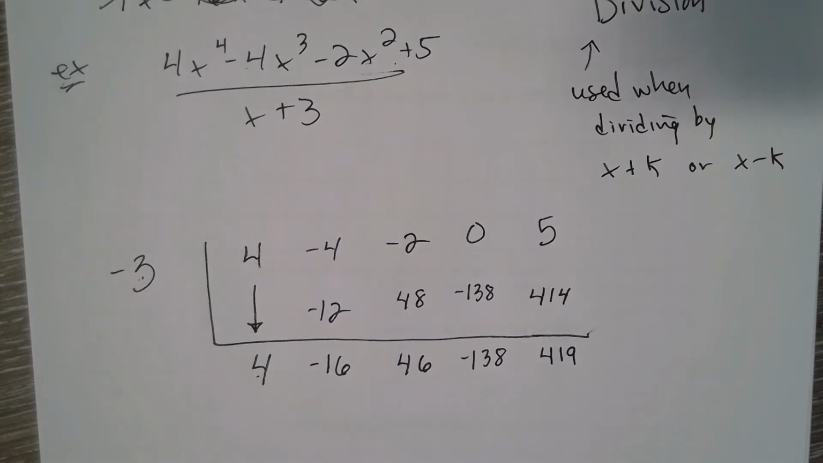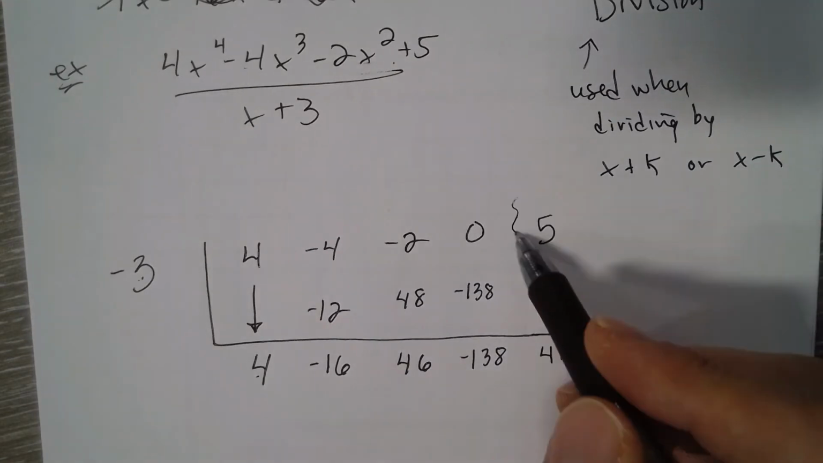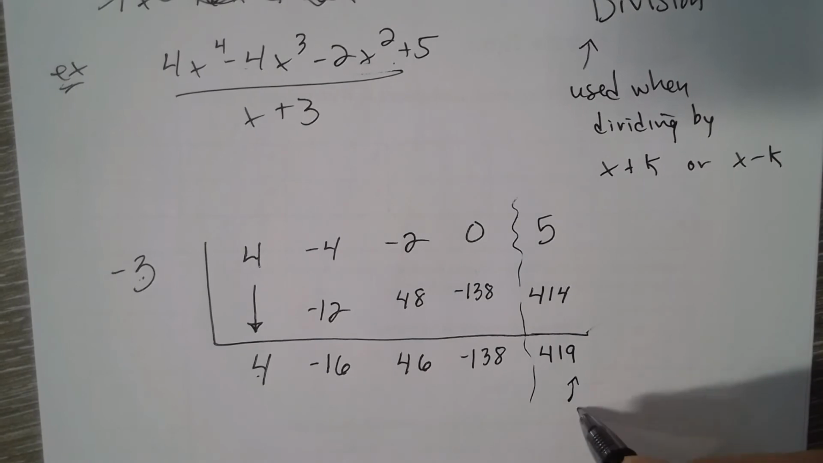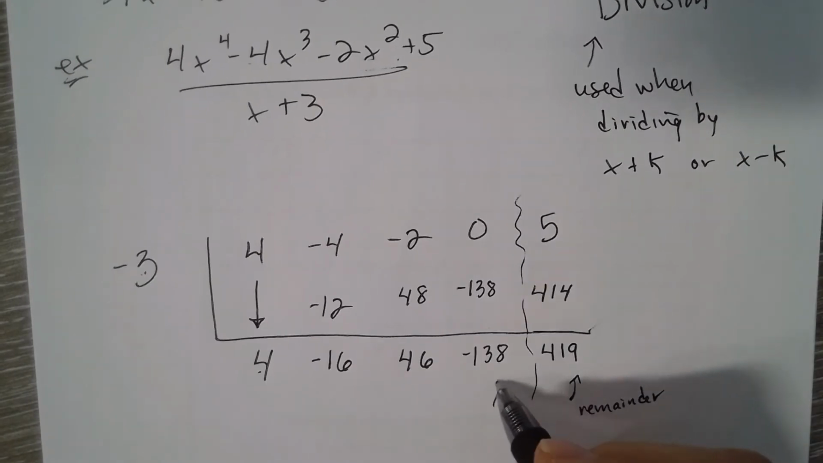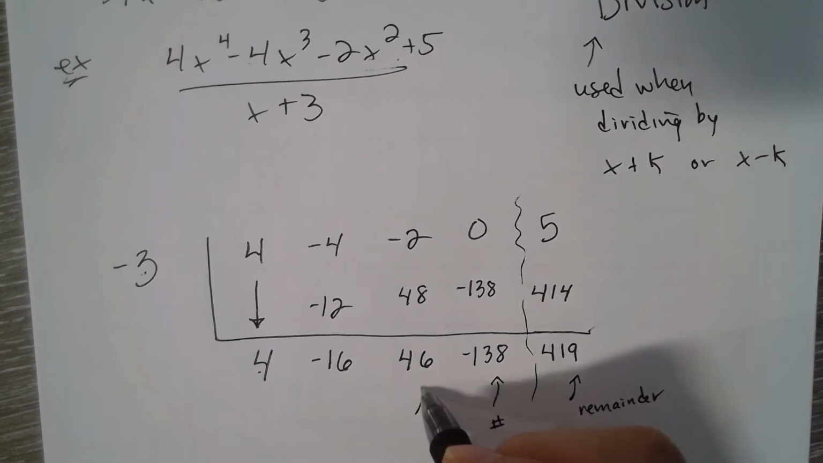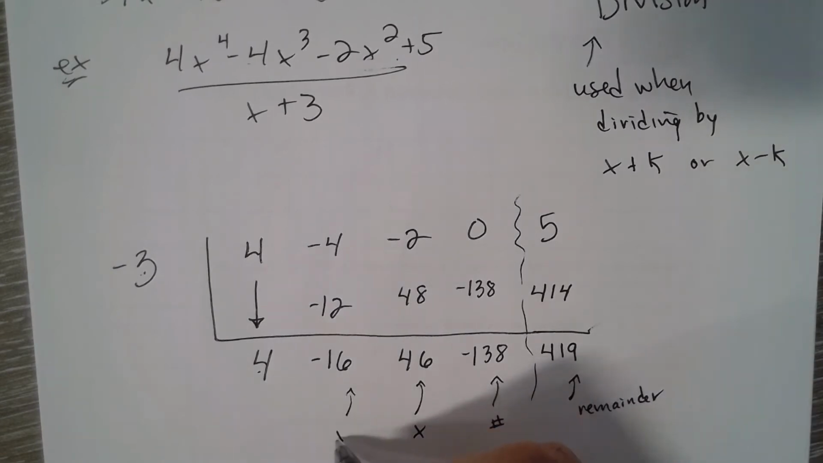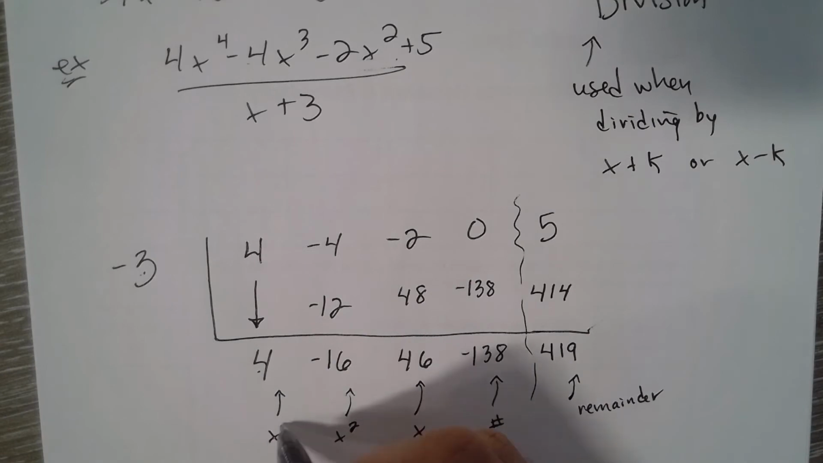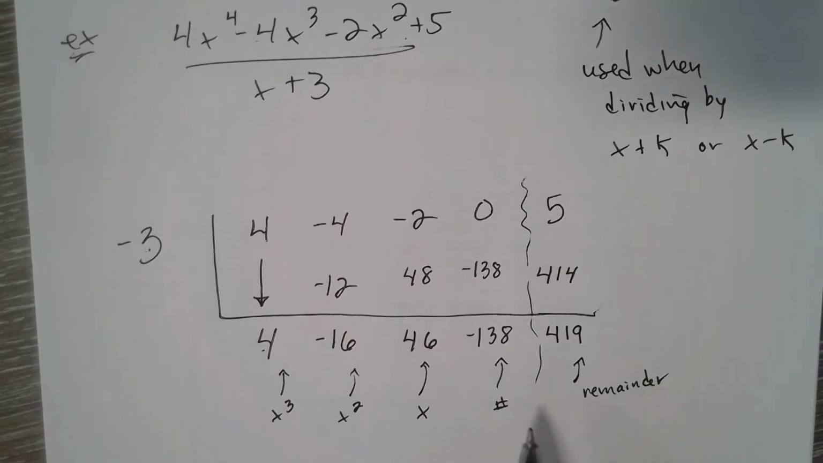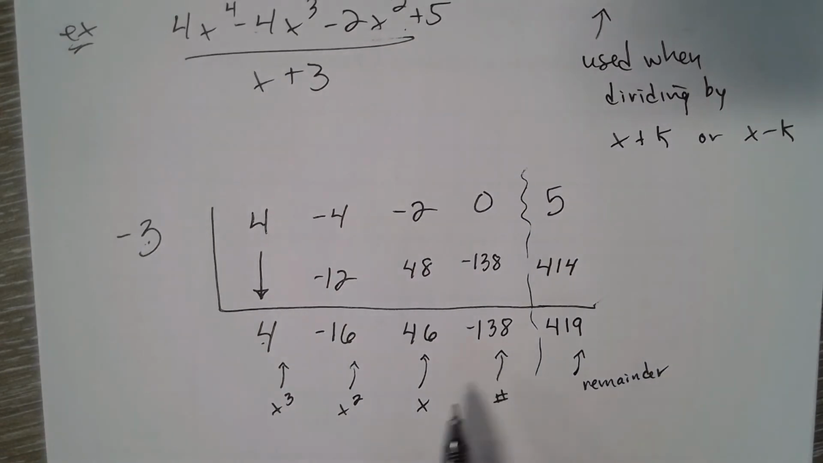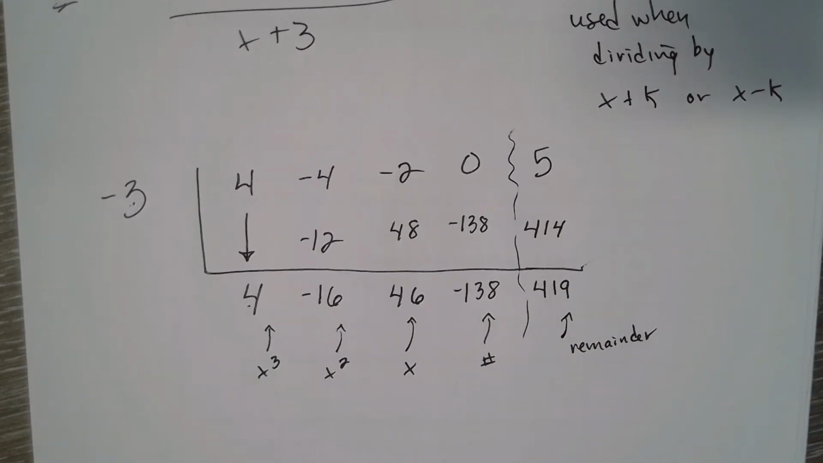So we're done. We just have to write out our answer. This right here is the remainder. This is just the number. This is the x. That's the x squared. And that's the x cubed. You just start with remainder, and then the constant or the number, and the x squared, and the x cubed. And we can then write out our answer.